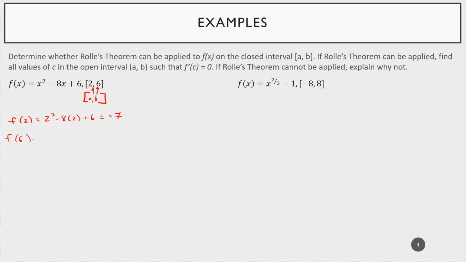And then f of 6, you're going to get the same thing. This is 6 squared minus 8 times 6 plus 6. This is also going to be negative 7. Since f of 2 is equal to f of 6, and the function is continuous on the interval from 2 to 6, we can apply Rolle's theorem.